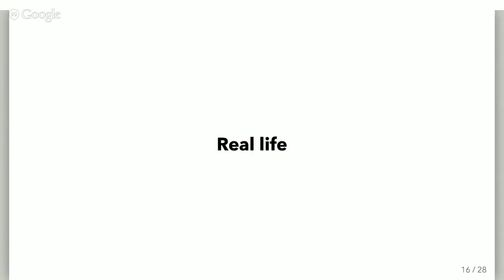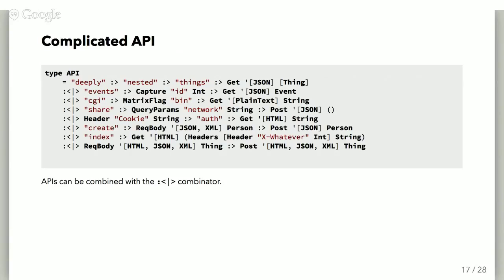All right, so that's all fine and good, but what does Servant actually look like in real life? APIs can and frequently are complicated. So they have lots of paths, they have lots of query parameters, they have request bodies, they have headers, they have a bunch of crap. So I made up a very complicated API that uses pretty much every feature that Servant has, and this is what it looks like. I'm going to walk through these one at a time, but this is more or less what a complicated API description would look like.